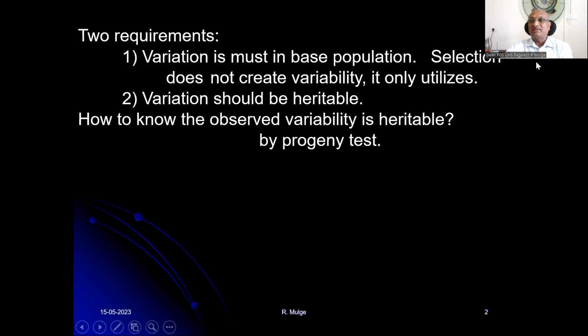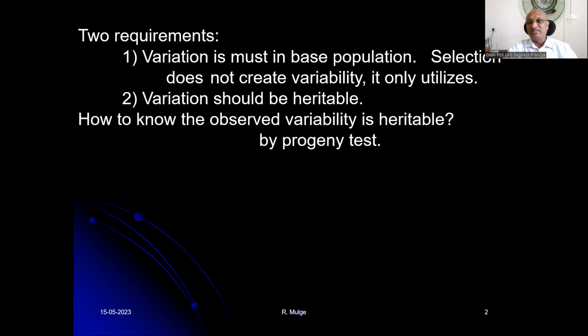For crop improvement, there are two important requirements. One is variation must be there in the base population, right? Some changes, different genotypes are there. Then only you can do something. You can identify the best. Selection does not create variability. It only utilizes. Remember this.